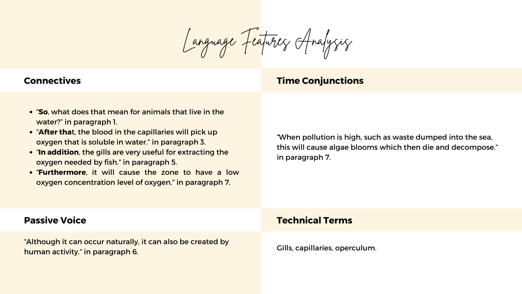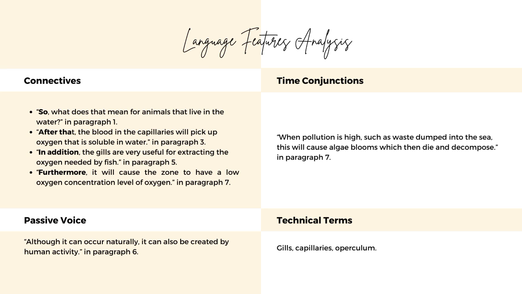Next, there are connectives. The examples are: so what does that mean for animals that live in the water in paragraph 1? After that, the blood in the capillaries will pick up oxygen that is soluble in water in paragraph 3. In addition, the gills are very useful for extracting the oxygen needed by fish. And furthermore, it will cause the zone to have a low oxygen concentration level of oxygen in paragraph 7.